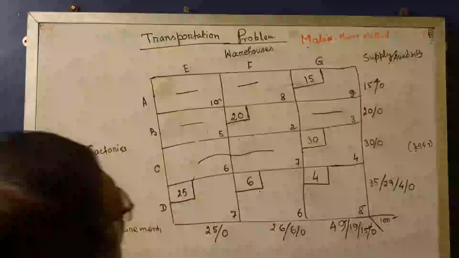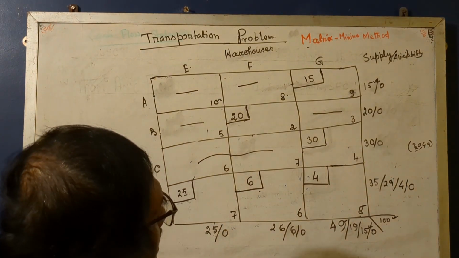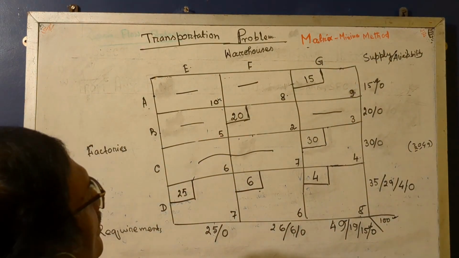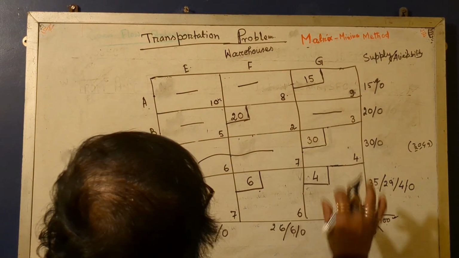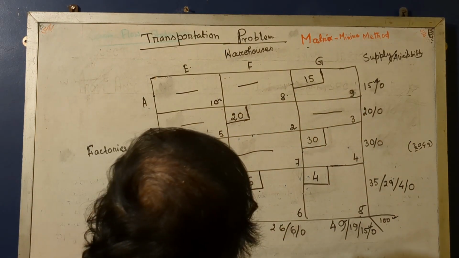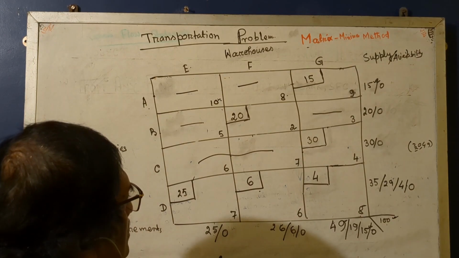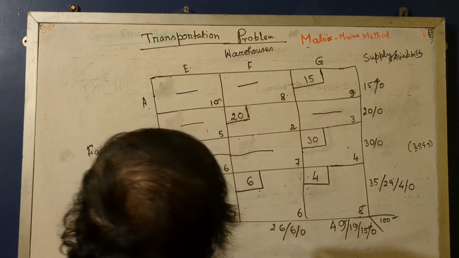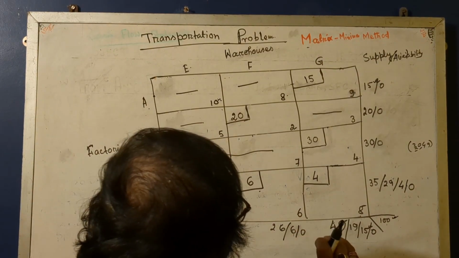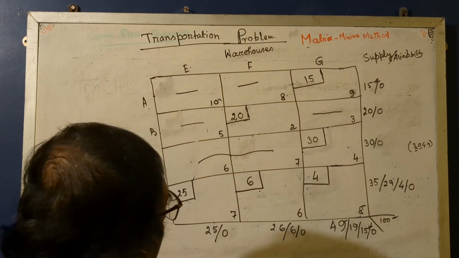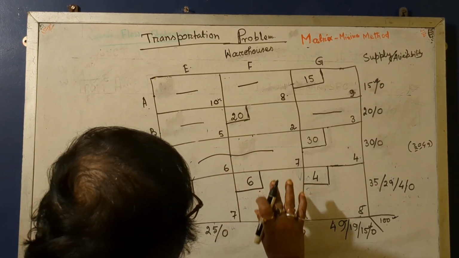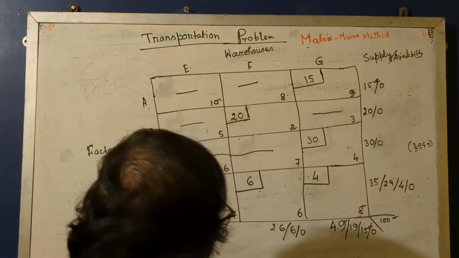In this way, you can find out the initial basic feasible solution through the matrix minima method. Again I am repeating a few steps. This is a transportation problem, and you have to find out the minimum cost for it. But how will you find the minimum cost? That I will discuss later in the second step, that is the MODI method. And this is the first step, to find out the initial basic feasible solution.